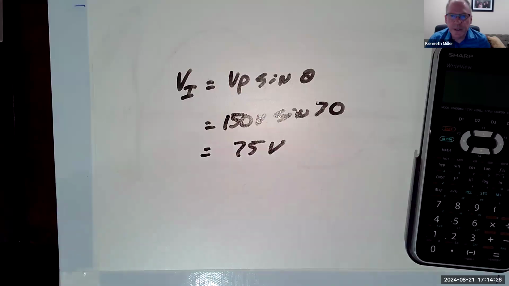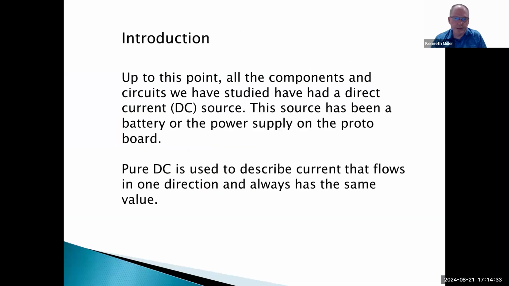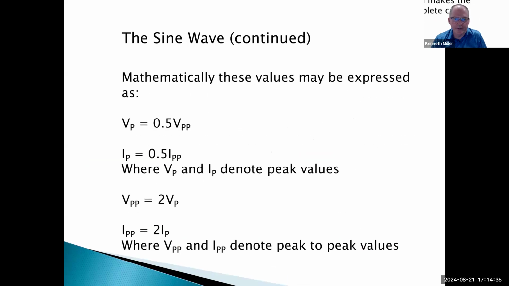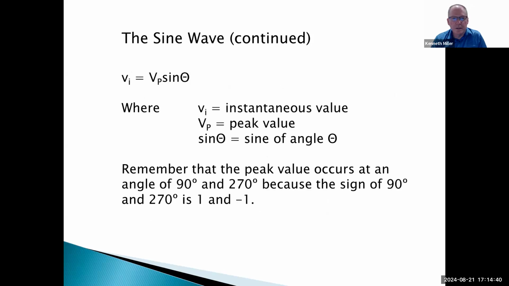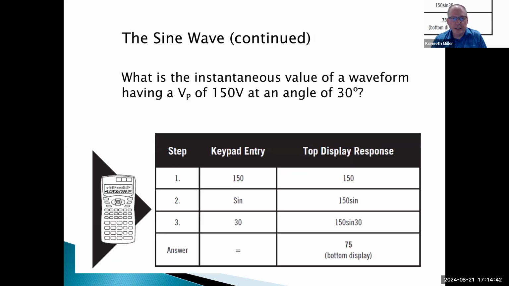Okay. So when we do this, and I'm sorry about switching back and forth between the camera and the PowerPoint here, but that's the way it's got to go. So when we calculate that, it comes out to 75. So here, 150 sine 30 and then hit equals, you'll get 75 volts. So the instantaneous voltage at 30 degrees.